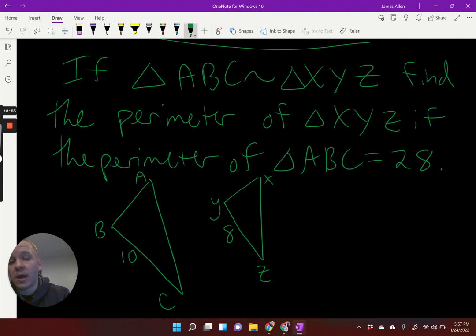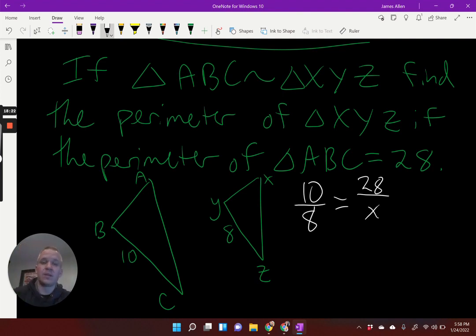So I could do 10 over 8, the corresponding sides, which should also set up with my perimeter. So 28 of the larger triangle, and then we'll call it X, that'll be my perimeter. So I have side length over side length equals perimeter over perimeter. I'm going to reduce this down to 5/4, and now we can cross multiply and solve.